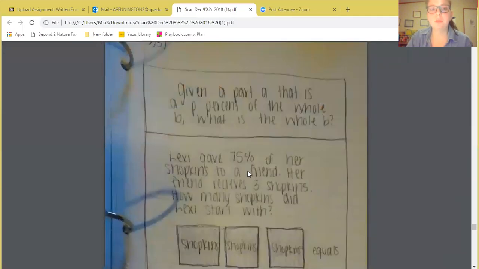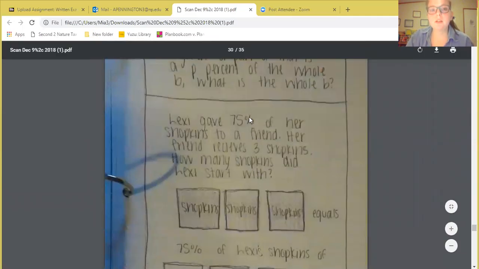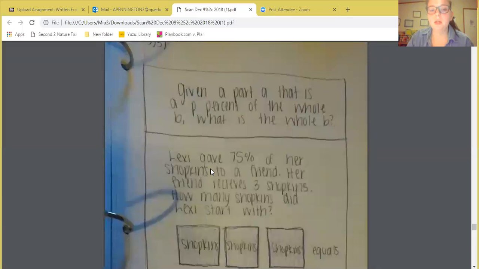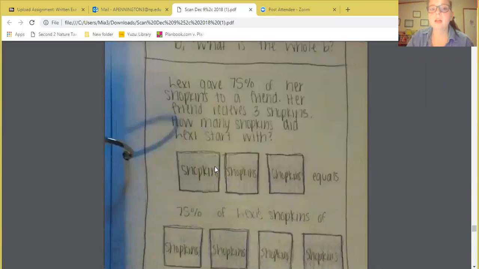And this is our 5-3. At the top of the poster it says, given a part A that is P% of the whole B, what is the whole B? Lexi gave 75% of her Shopkins to a friend. Her friend receives 3 Shopkins. How many Shopkins did Lexi start with?